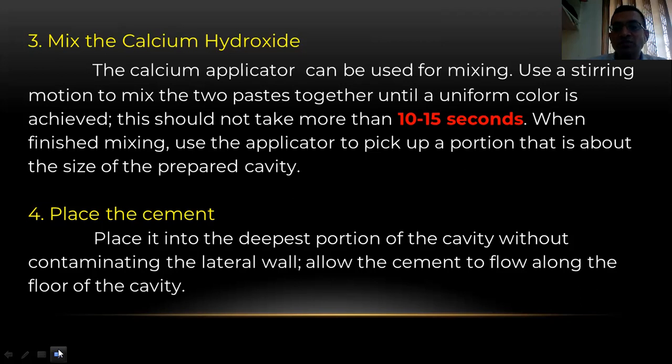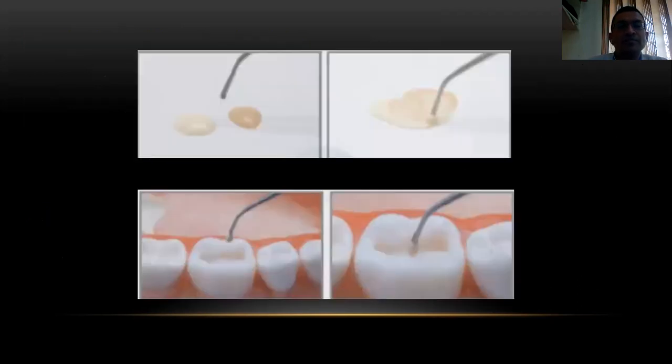Place it into the deepest portion of the cavity without contaminating the lateral wall. You should not touch the lateral wall. It should be placed in the deepest portion, and allow the cement to flow along the floor of the cavity. This way it's being mixed. If you see base paste and catalyst paste are two different colors, after mixing, there should not be any strings of color. It should be a uniform color. And it's being placed in the deepest portion of the cavity without contaminating the lateral wall.